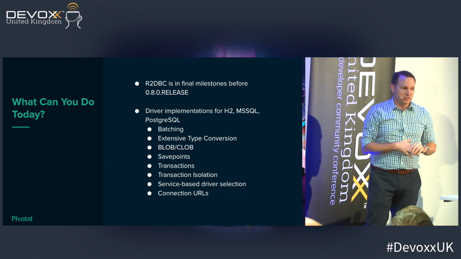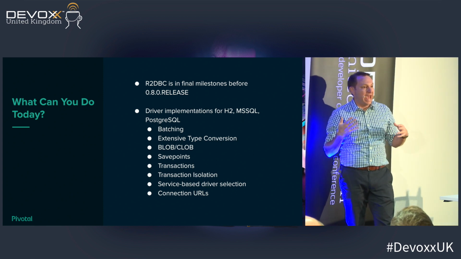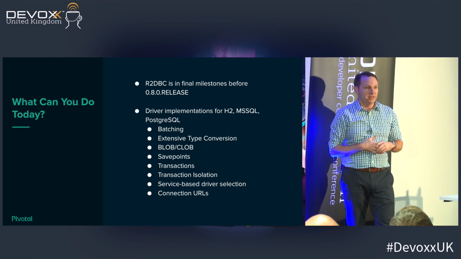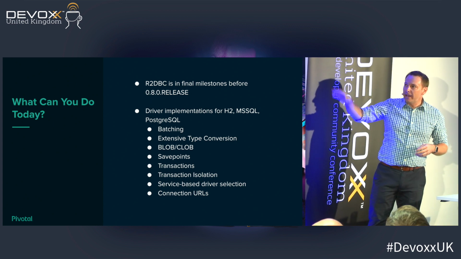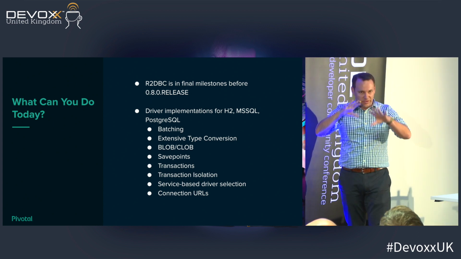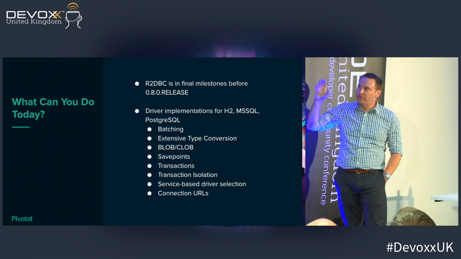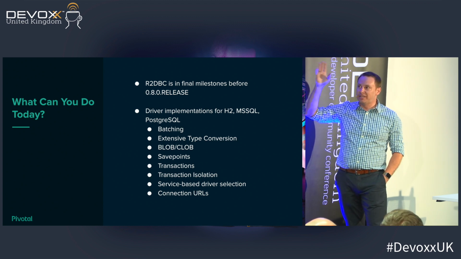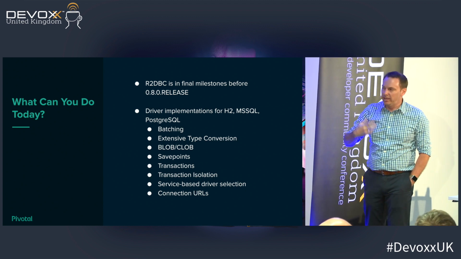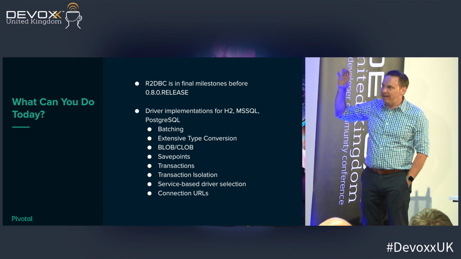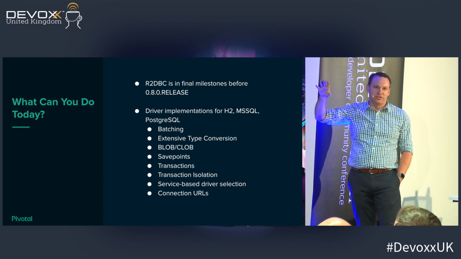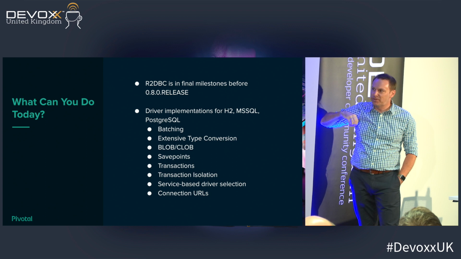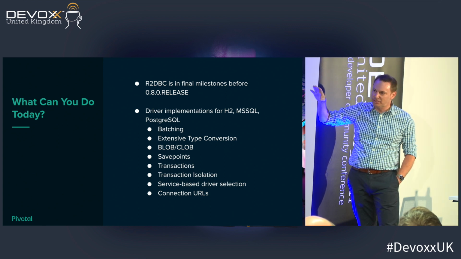But we would say if you want to start experimenting with this, if you are the kind of company that has a really, really good use case for reactive programming, you can start taking a look at R2DBC and actually using it in production. We have, within the scope of the R2DBC project itself, implementations for Postgres and MS SQL, and we even have an H2 implementation for those of you who want to do testing locally. And all of those implementations have batching support, extensive type conversions, typically 20 different automated type conversions. We just added blob and clob support, savepoints, transactions, transaction isolation.